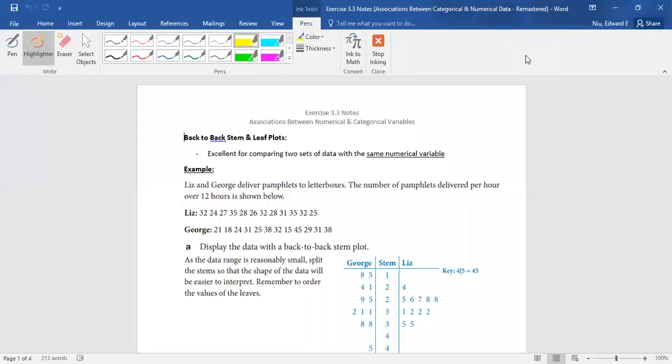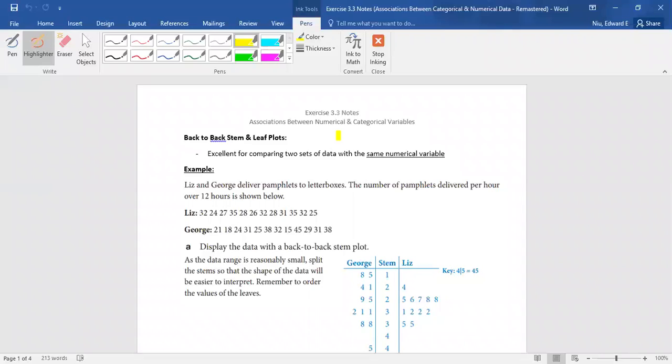In exercise 3.3, we had a look at the association between numerical and categorical variables. Previously in 3.2, we had a look at two-way tables and compared two categorical variables. Here we're comparing situations where we would have numerical data and categorical data in the same collection where we make comparisons.